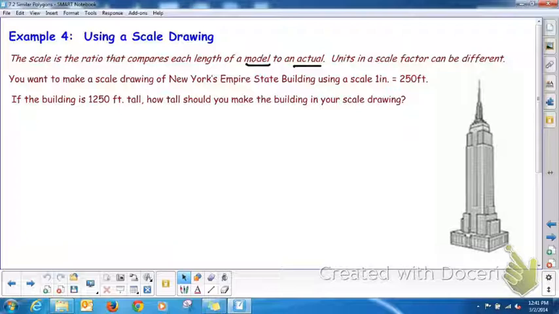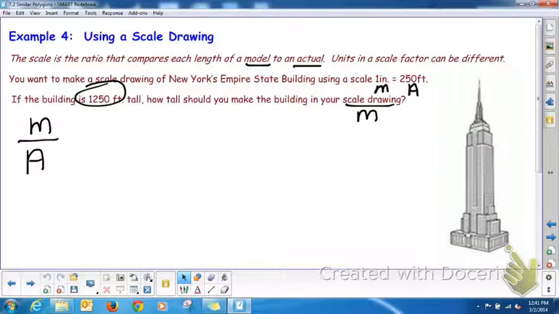So you want to make a scale drawing of New York's Empire State Building using a scale of 1 inch to 250 feet. So this is model over actual. So the ratio we're going to write is going to be model over actual. We're going to stay consistent with that. If the building is actually 1,250 feet tall, how tall should you make the building in your scale drawing, in your model? So that's the model and that's the actual. We don't know how tall. So my model is this.